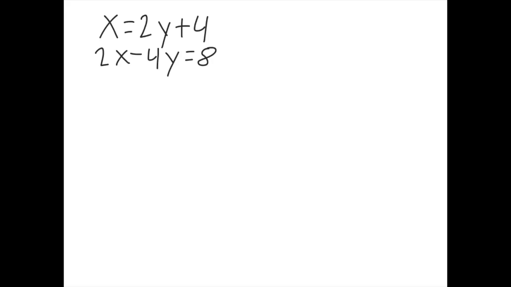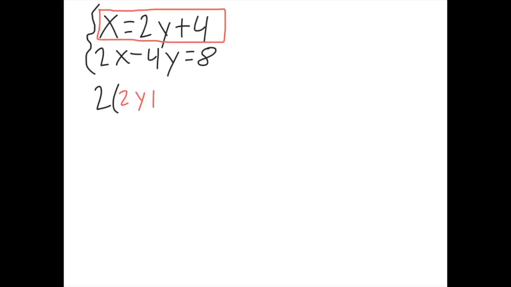Alright, so we start with our system, our two equations. We have x equals 2y plus 4 and 2x minus 4y equals 8. The first equation already has x solved for us, so let's put that in our box. Now we want to replace it into the second equation. So we say 2, and then in parentheses, we say 2y plus 4.